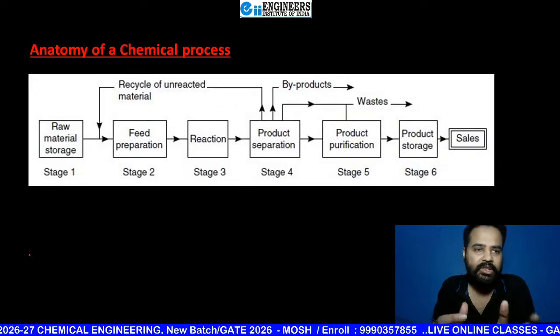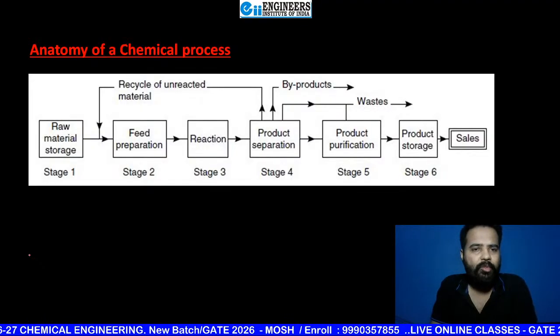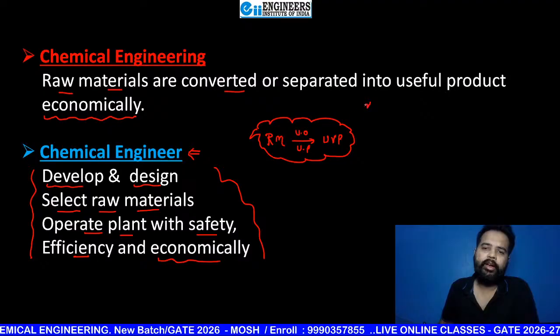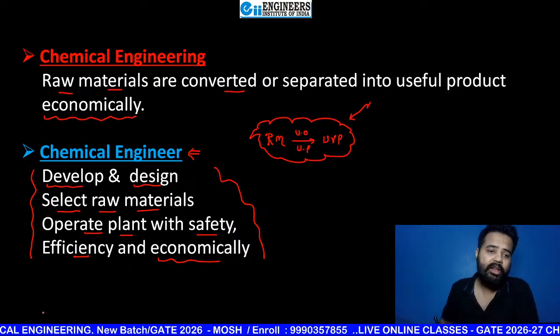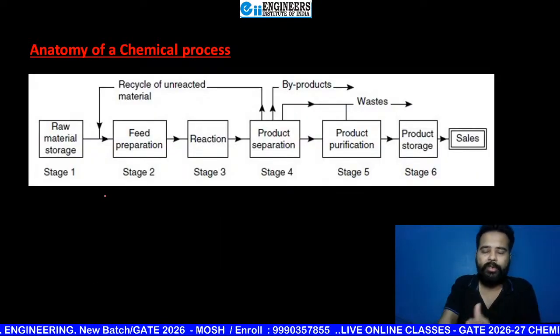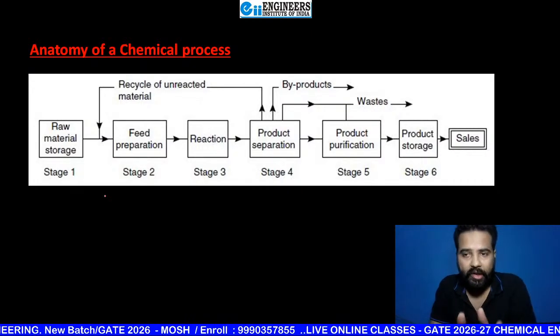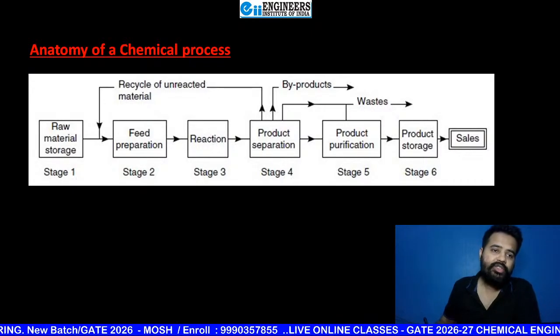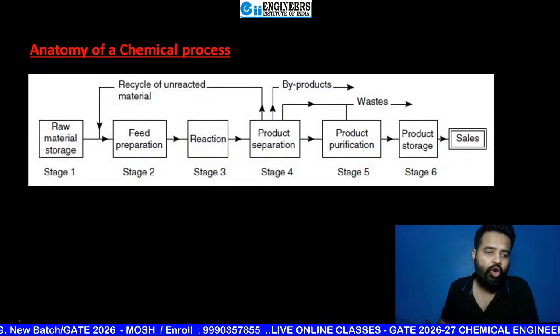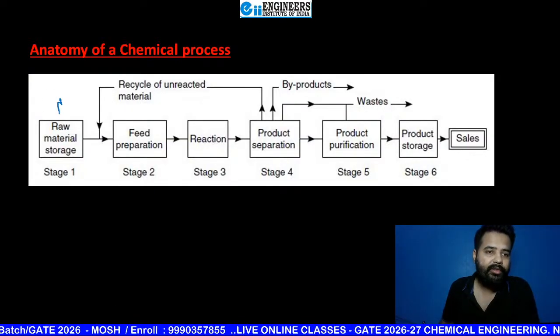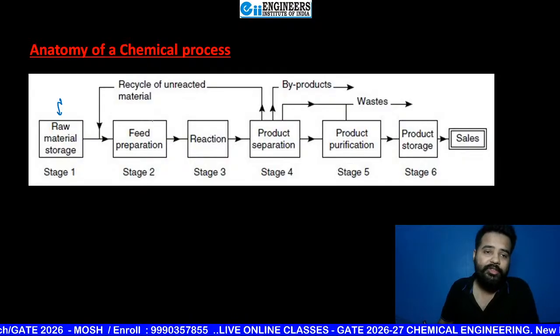Okay. This is the anatomy of a chemical process. Just in concise form, you have seen this anatomy. You take raw material, and after lots of unit operations and processes, you convert that raw material into useful products. So just focus here, beta. In stage one, you are taking what? You are taking raw materials. Okay. Now this is feed preparation.